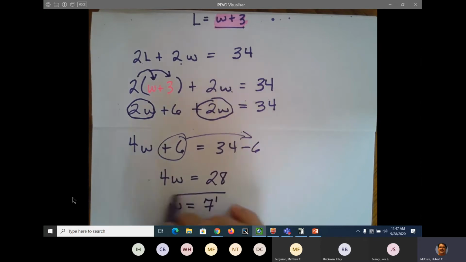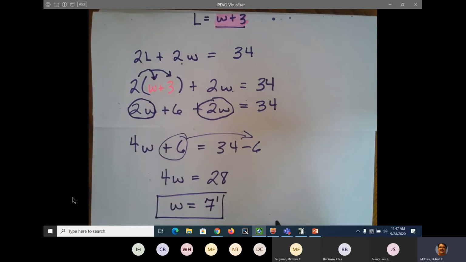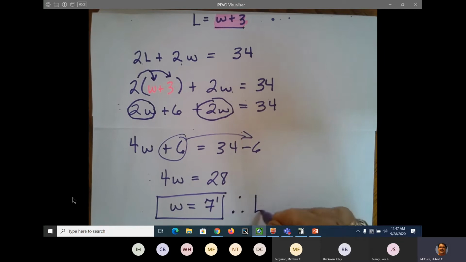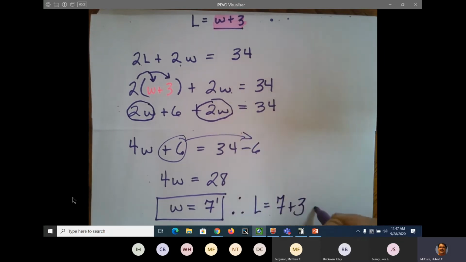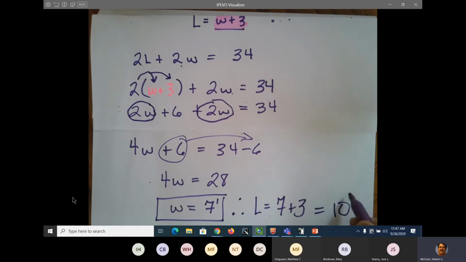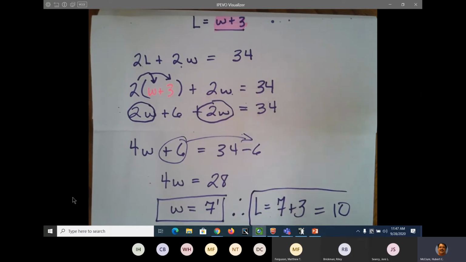Are we finished? No, we've got to figure the length. Therefore, length is equal to 7 plus 3. The length is 10 feet. So the answer is 7 and 10. And you should feel good about yourself.